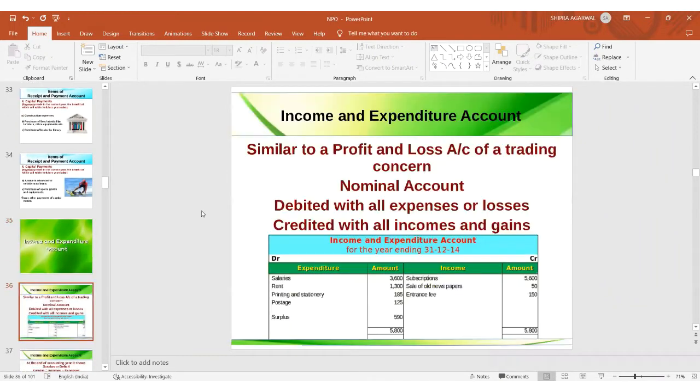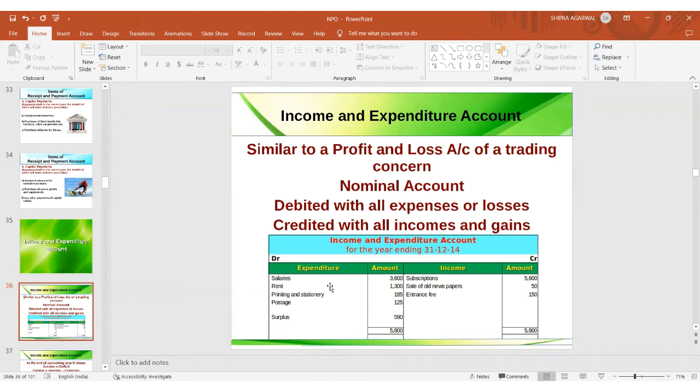Now we move on to the next statement that has to be prepared, which is known as the income and expenditure account. As I told you, this income and expenditure account is similar to the profit and loss account that you prepare for a commercial business, right? When we prepare it, this is the format where this line is the center of your income and expenditure account. To this is your debit, to this is your credit.